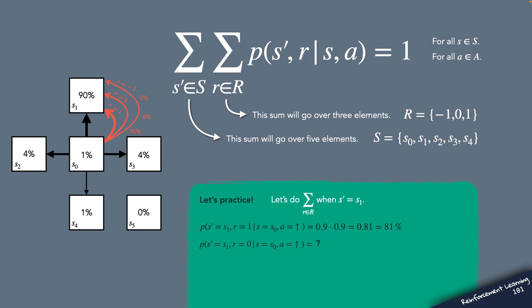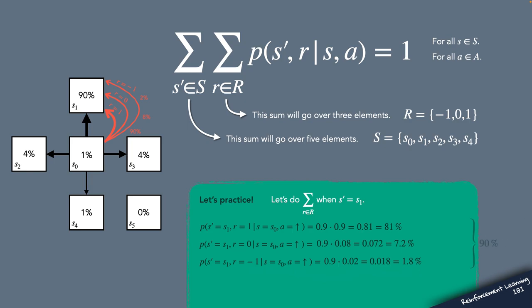The second probability is that of entering S1 as the future state and receiving 0 as the reward. So this is 0.9 chance again times the 0.08, so 8% chance of receiving that particular reward, so 7.2% probability. And the third probability is that of entering S1 and receiving the reward -1. So this is 0.9 chance again, times the 2% chance for this particular reward, so 1.8% probability.